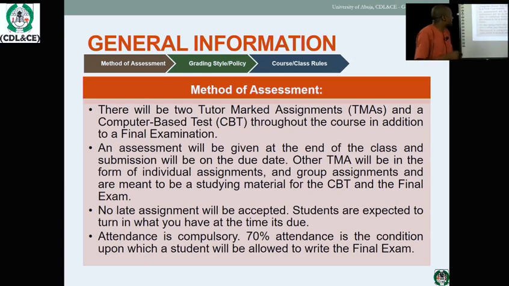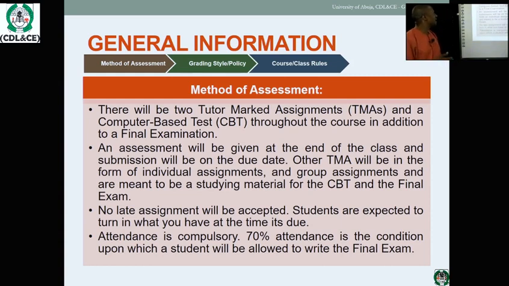Two, an assessment will be given at the end of the class, and submission will be on the due date. A date will be given to you on which you will submit this assignment.